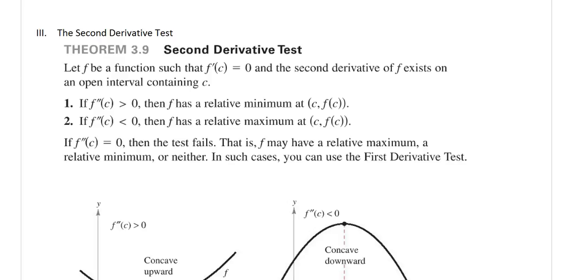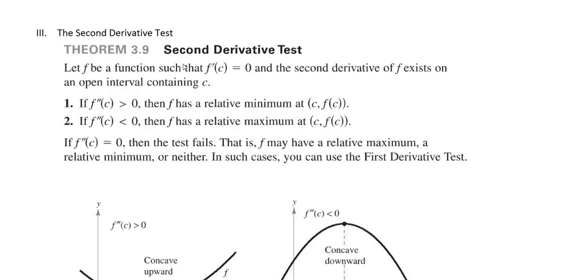Another thing that this second derivative can tell us is we can actually use the second derivative to identify relative extrema in some cases as well. So if we let f be a function such that f prime of c is equal to 0 and the second derivative of f exists on an open interval containing c, if f double prime at c is greater than 0, then f has a relative minimum at the point (c, f of c), and if f double prime of c is less than 0, then f has a relative maximum at (c, f of c).